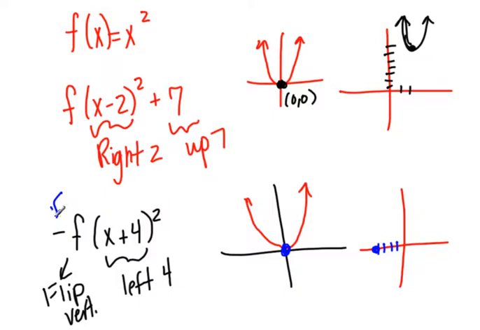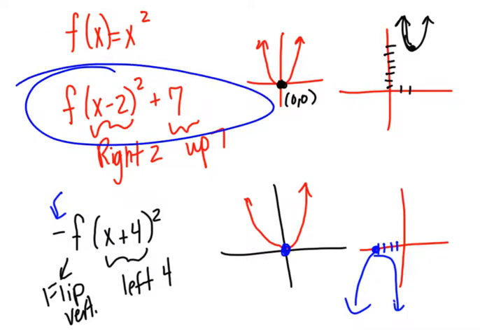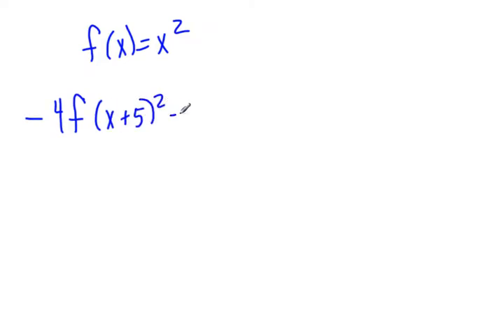But what does this negative do? Remember, in the front, it flips it vertically. So instead of it opening up, this one would open down. And that's how you would graph those. Now this is actually called something in vertex form. If you said f of x equals x squared, and then -4 (x plus 5) squared minus 3.